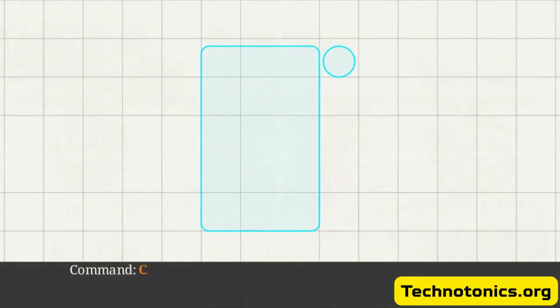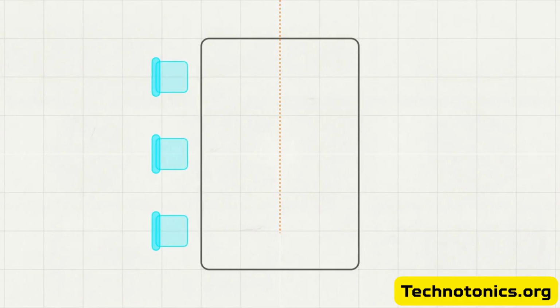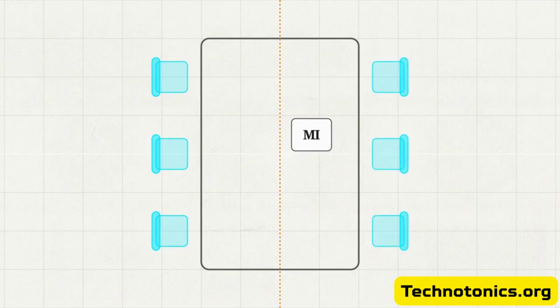Redrawing the same chair manually wastes time. Type CO for the copy command to duplicate the chair linearly, setting a base point to place exact replicas down one side of the table. To populate the other side, type MI for the mirror command. Select the chairs you copied, then specify a central axis down the middle of the table. The software instantly projects a perfectly symmetrical arrangement on the opposite side.